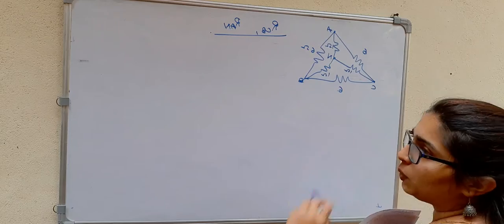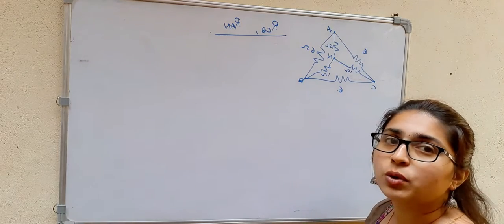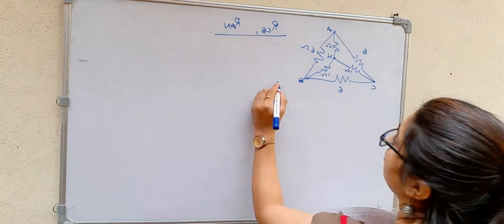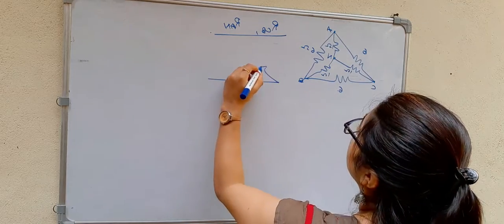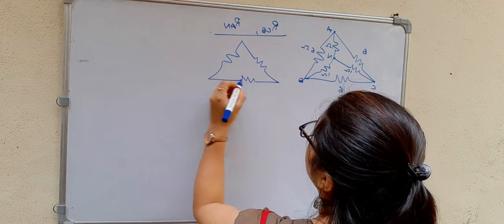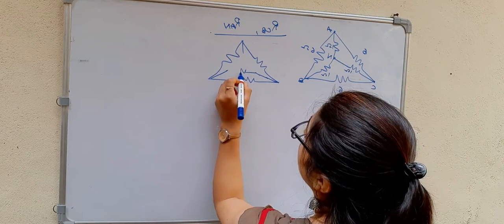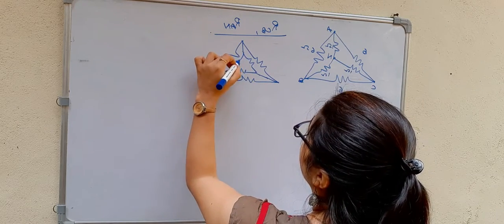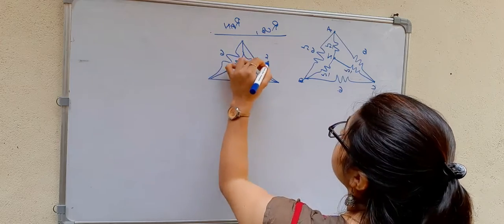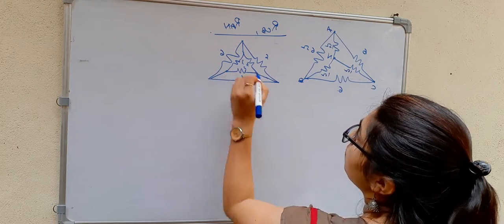So all are of equal resistances, 1 ohm. In delta it will be multiplied by 3, so inside it will be 3 ohms. So this is 6 and inside you will have 3 ohms.